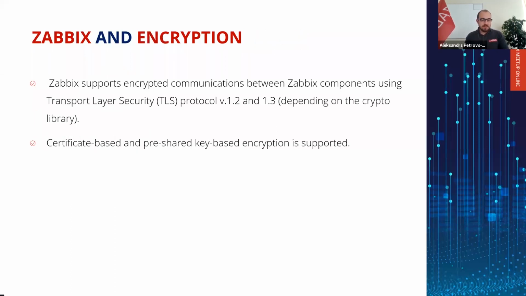And Zabbix itself supports encrypted communications between Zabbix components, basically all of the Zabbix components, using Transport Layer Security, or TLS, versions 1.2 and 1.3. If you're wondering what the difference is, well, the difference is performance. So 1.3 is a bit faster.